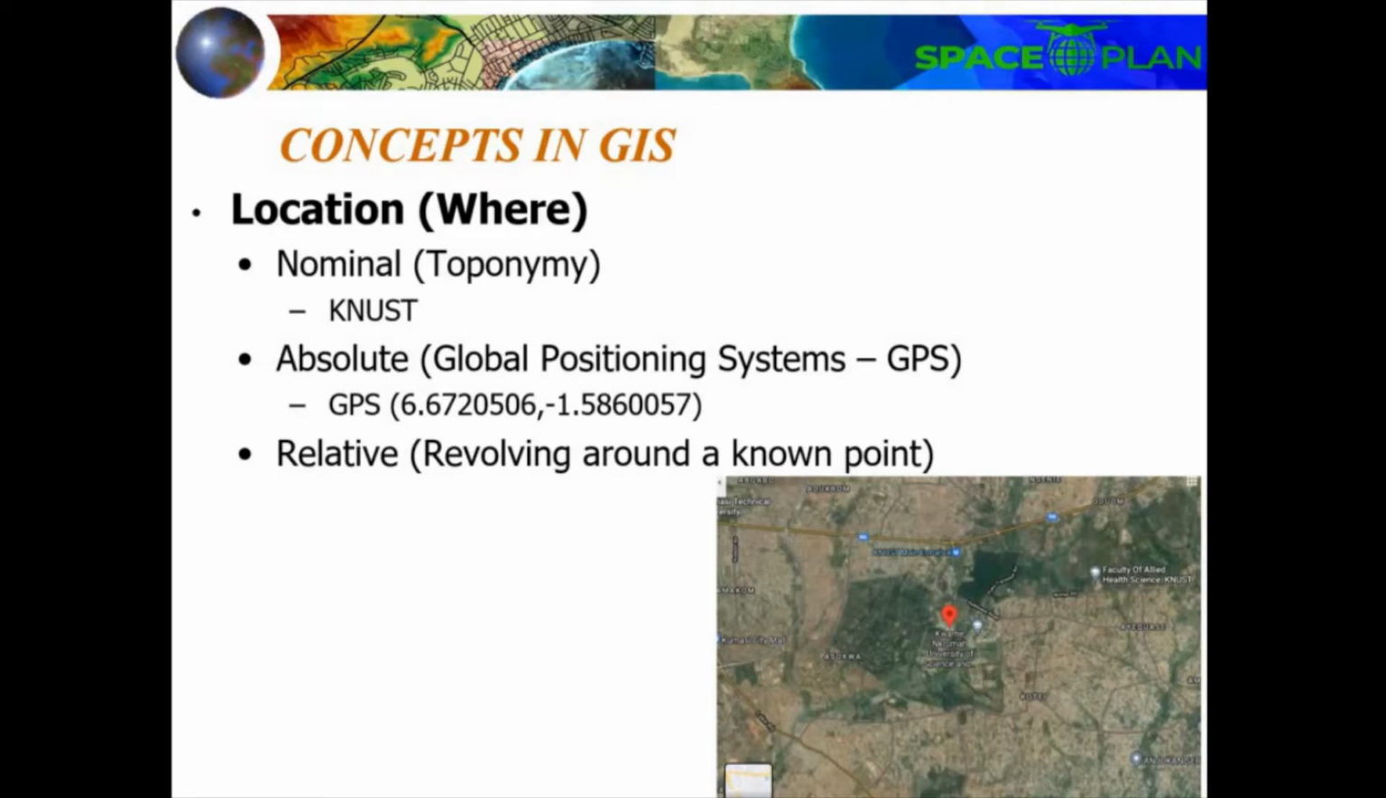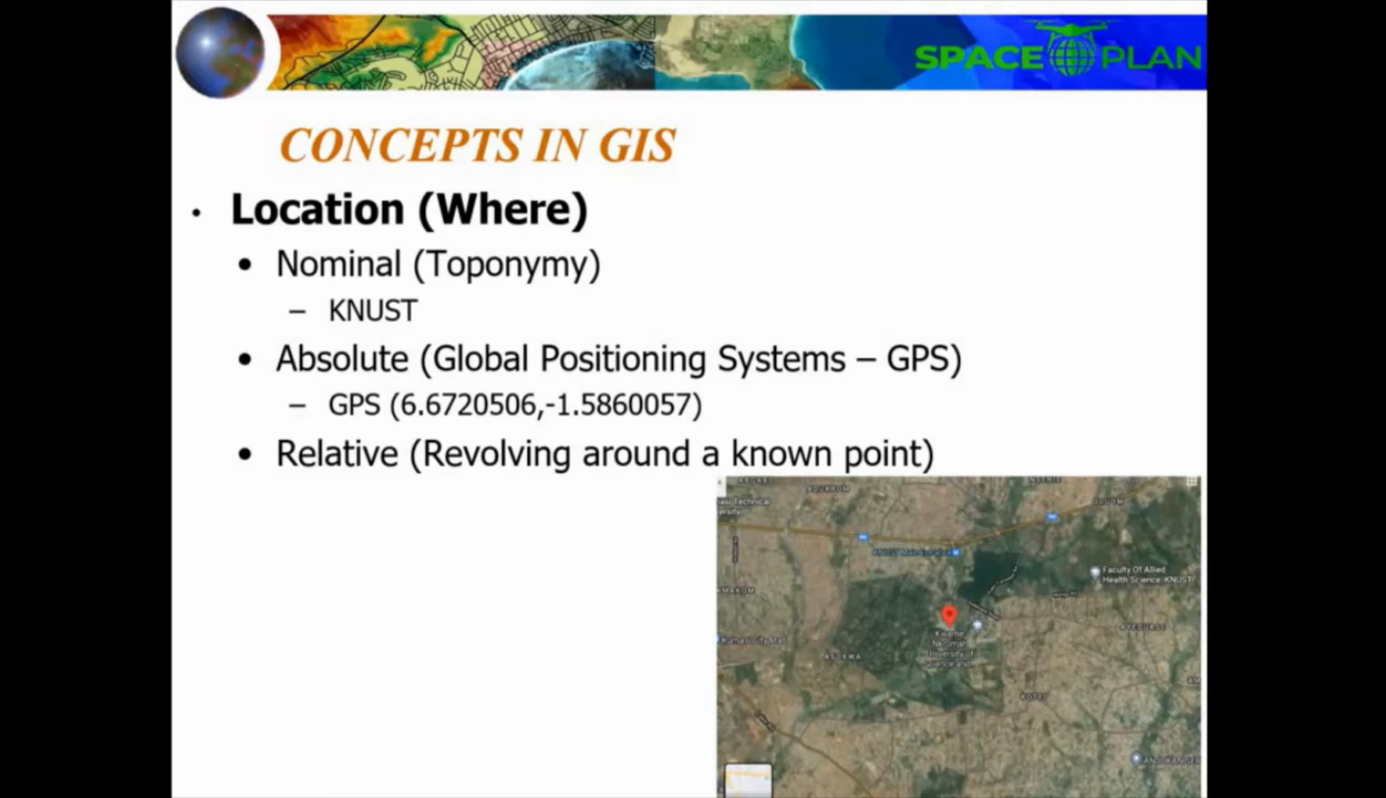Now, 3 types of locations can be put out from a GIS perspective. We have the nominal location, which most people refer to as toponymy, the absolute location, and the relative location. An example given here is KNUST. So the nominal location can be KNUST. Somebody can just mention KNUST to you, and if you know the place, you know where the person is talking about.